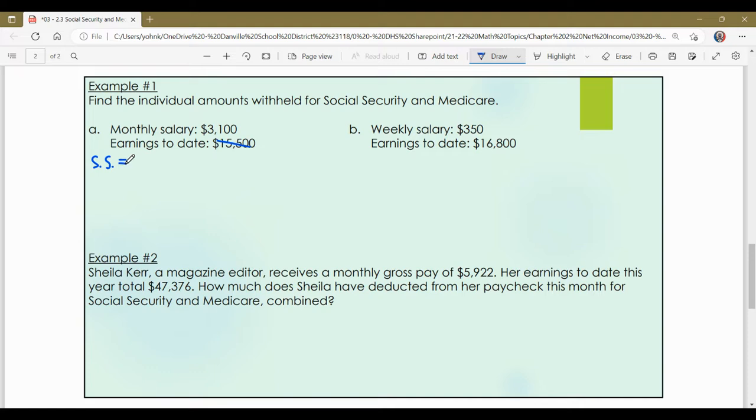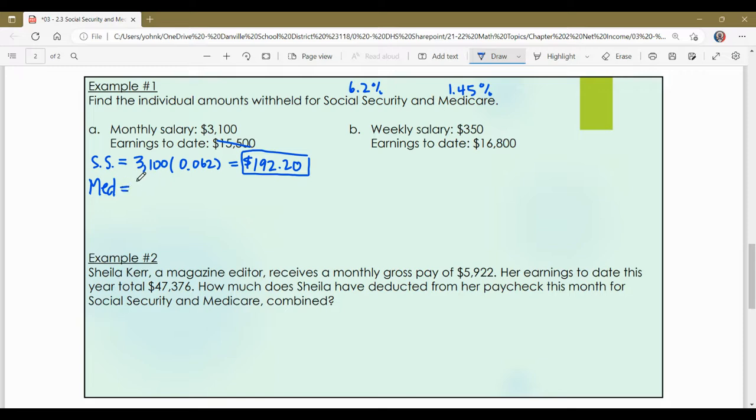So, Social Security, I'm going to simplify as SS. We take the monthly salary, $3,100, and we multiply by 6.2%, which is 0.062. Remember, Social Security is 6.2% and Medicare is 1.45%. So if I multiply 3,100 and 0.062, I get $192.20. That means each month, person A is going to have $192.20 taken out of their paycheck and thrown into the Social Security pot of money. And when they turn 65, they can start to get some of that money back.